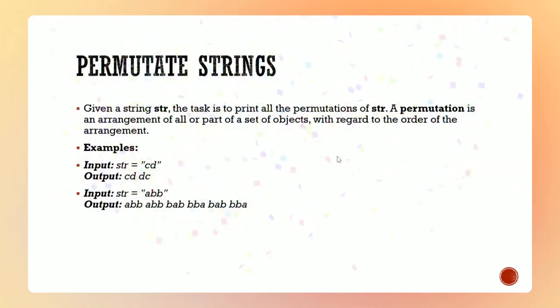Today we are going to look into permutation string problems. So how do we permute the strings? A permutation is a combination of all the characters, every possible arrangement of a group of characters or strings. Let us see an example: if you have a string CD, it could be CD or DC. If you see the string ABB, it could be ABB, BAB, BBA, BAB.